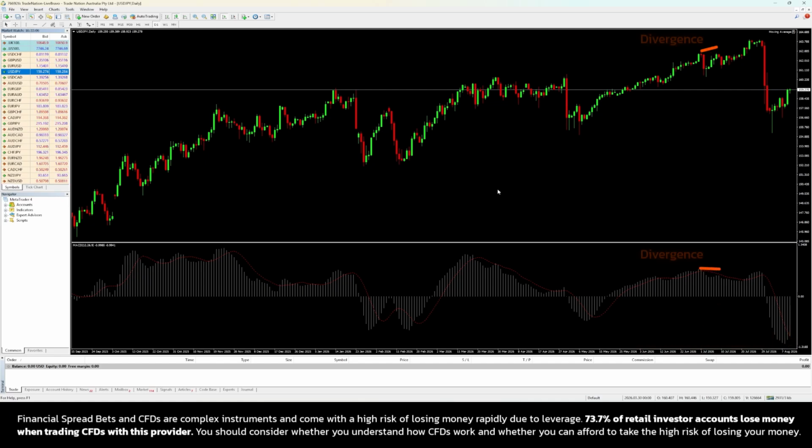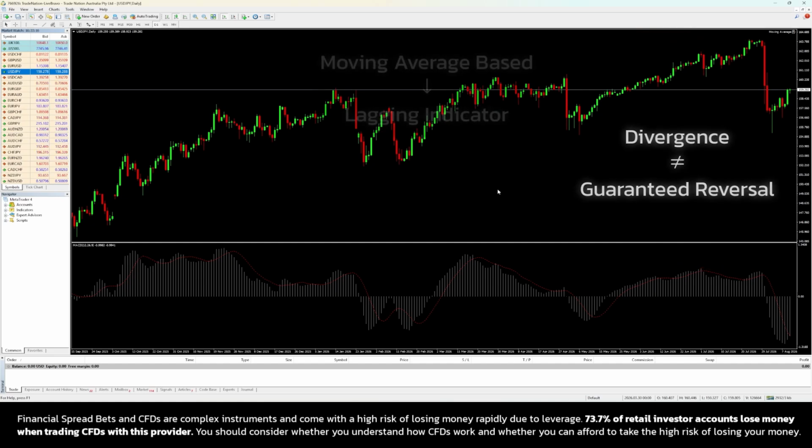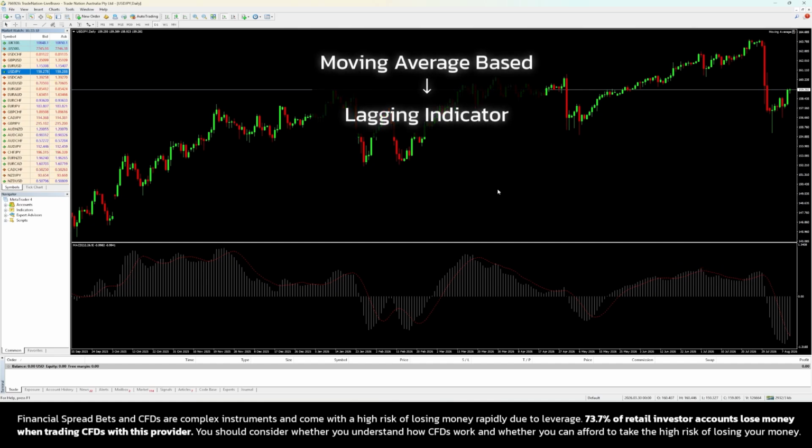MACD can also be used to compare indicator movement with price. For example, if price continues making higher highs while MACD begins making lower highs, this creates divergence and can suggest that momentum is weakening. That does not mean a reversal is guaranteed. MACD is a lagging indicator because it is based on moving averages, so signals should be considered alongside price action, market structure, and the wider trend.